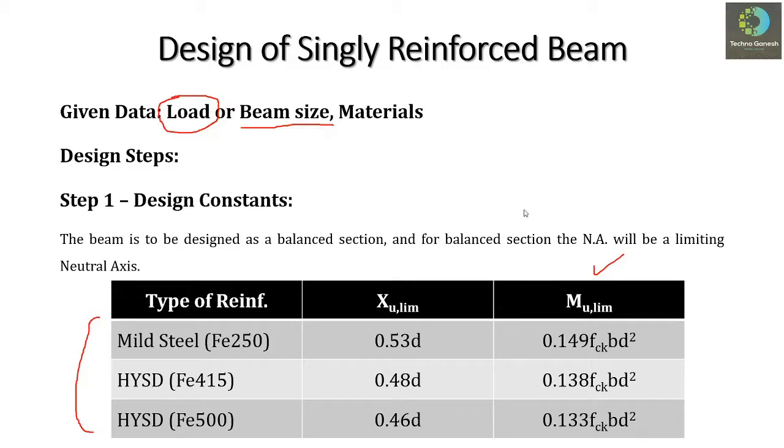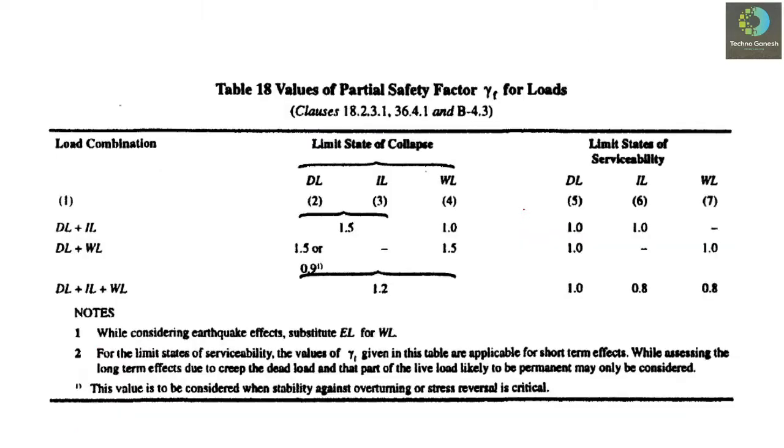Step number two is, in step number two, we have to calculate the loads. Suppose the loads are not given and only the dimensions of a beam are given. In that case, you can assume the live load and you have to calculate the dead load based on the dimensions.